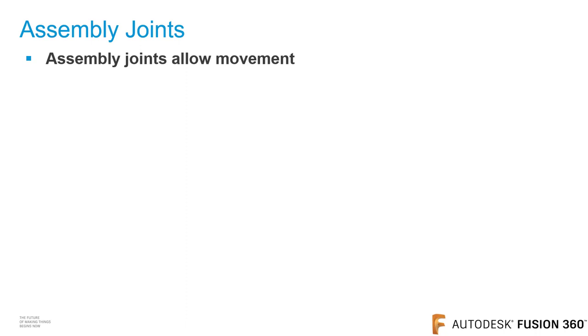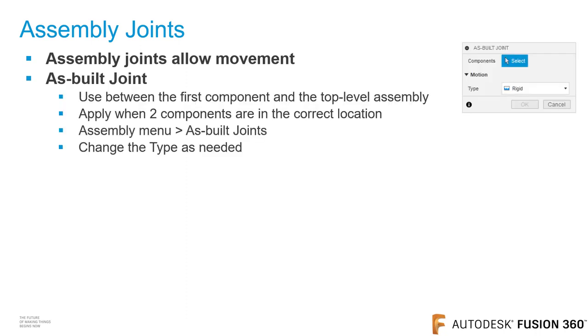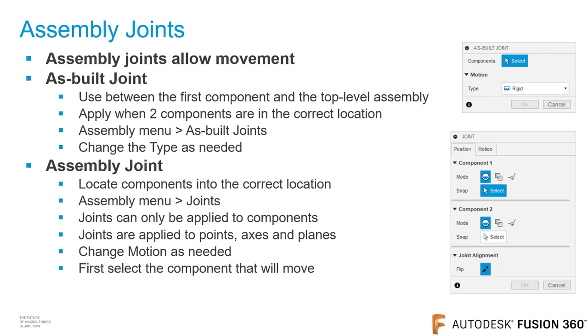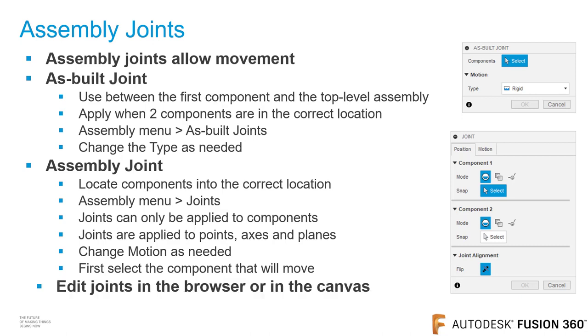We have 2 different types of joints inside of Fusion 360. The first is an as-built joint. As-built joints are used to define a relationship between 2 components that are already in the correct location. Next is an assembly joint. An assembly joint also creates a relationship between 2 components, but with this tool, the first component selected will move to the second selected component. If you need to edit an assembly joint, you can do that in the browser or in the canvas.